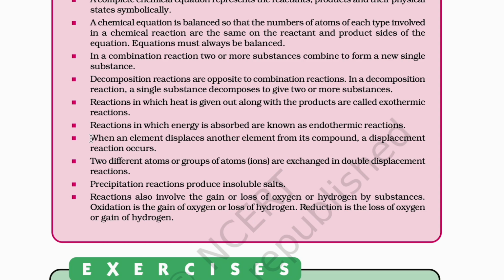When an element displaces another element from its compound, a displacement reaction occurs. Two different atoms or groups of atoms are exchanged in double displacement reactions. Precipitation reactions produce insoluble salts. Reactions also involve the gain or loss of oxygen or hydrogen by substances. Oxidation is the gain of oxygen or loss of hydrogen. Reduction is the loss of oxygen or gain of hydrogen.